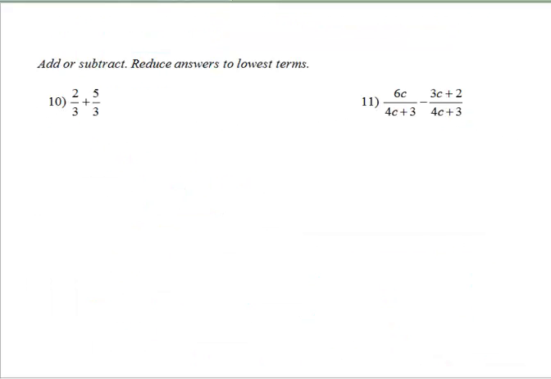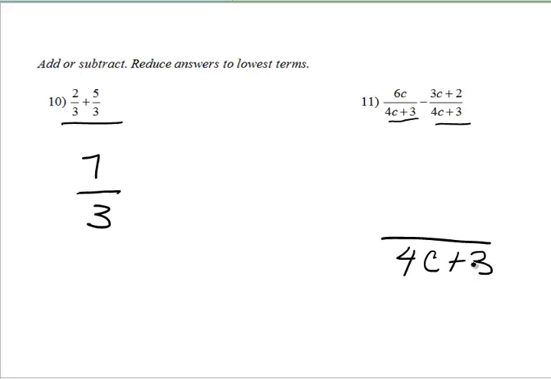So let's take a look at some practice problems. And again, these are pretty simple. The idea here, we have 2/3 plus 5/3. I'm leaving the denominators alone, and I'm going to have 2 plus 5, which is 7 over 3. Keep in mind, I'm not going to ask you to break that into a mixed number. You can leave it the way it is. Let's take a look at number 11 over here. Again, the denominators are exactly the same. They're identical. So basically, you can do this, 4c plus 3, because that's going to be your answer.